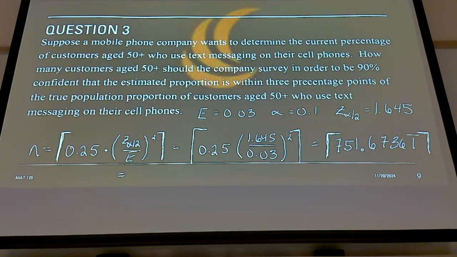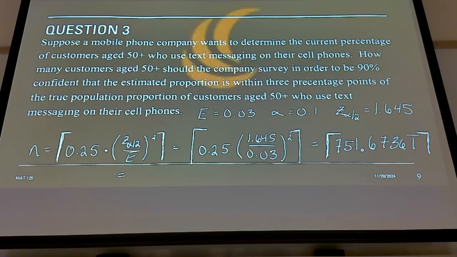Remember from last time the interpretation for the ceiling: what does that evaluate out to? That one is repeating, but what would this ceiling be? 752, it always rounds up. We'd want a sample size of at least 752. You could go higher.